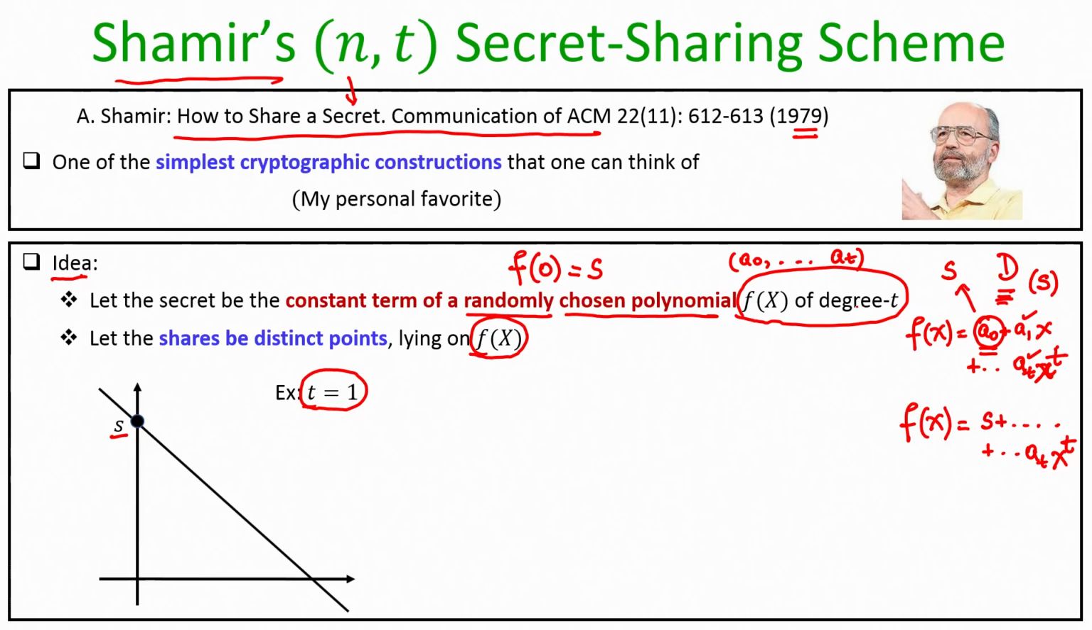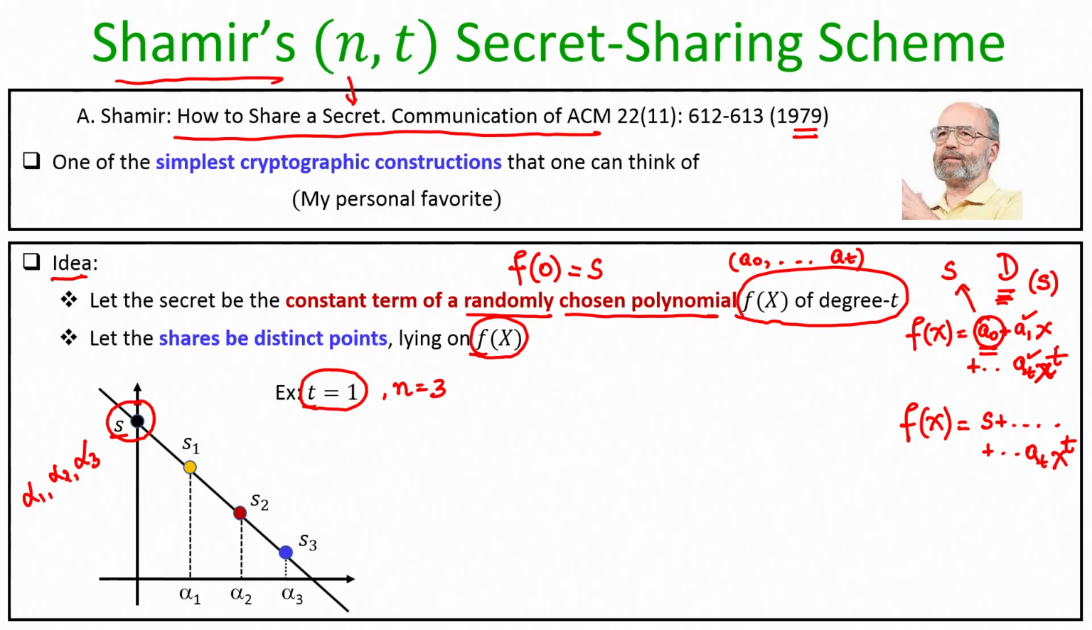So, what I am saying here is that the dealer in his mind is picking a random straight line, and that straight line has the property that when evaluated at x equal to 0, it will give you the value s, namely his secret. And now the shares for the respective shareholders are the following. By the way, I am assuming here n equal to 3. So, we need to compute 3 shares.